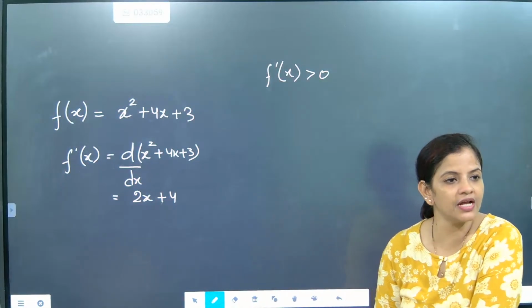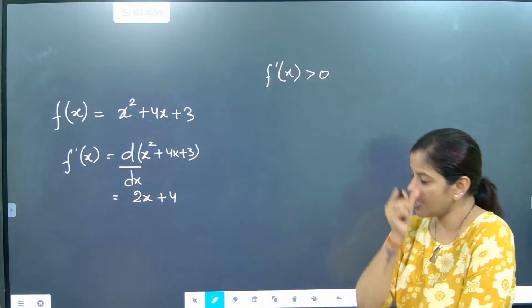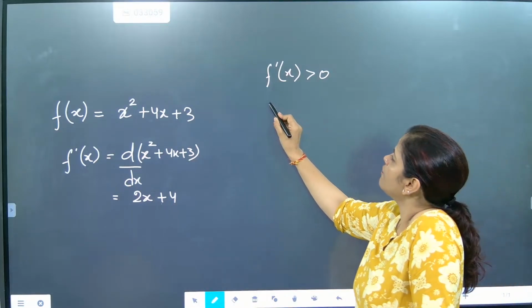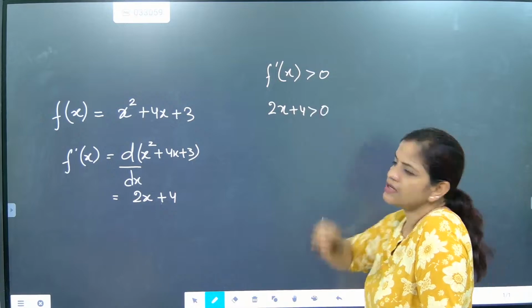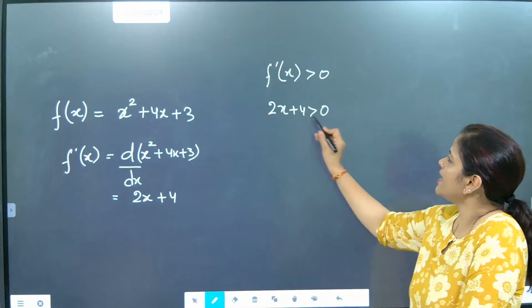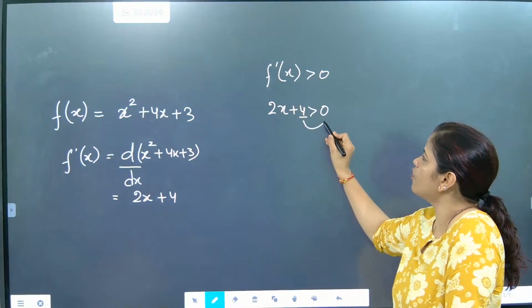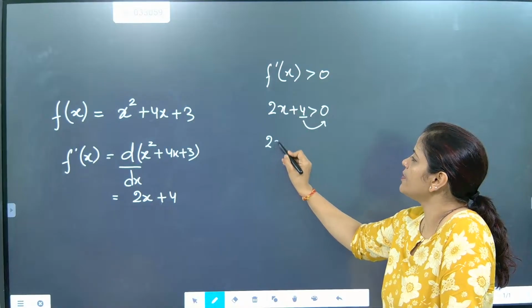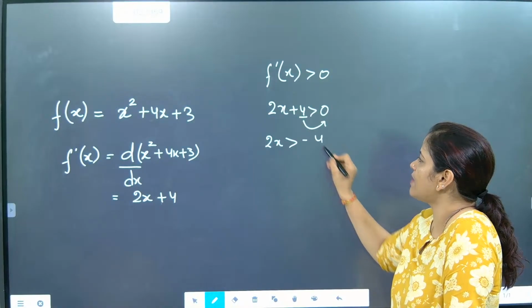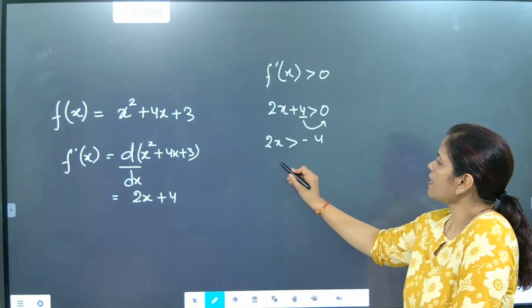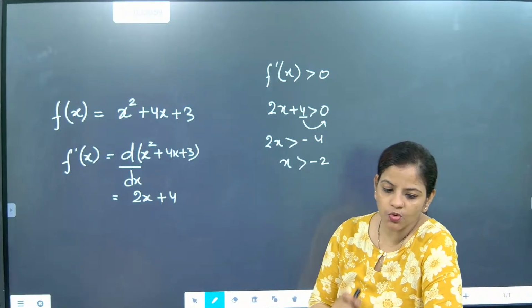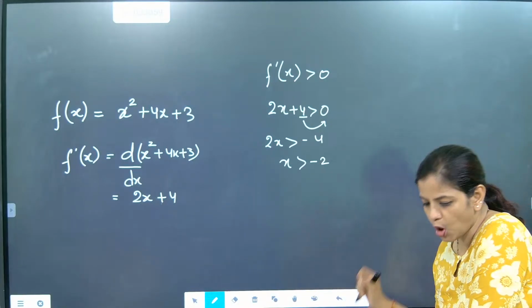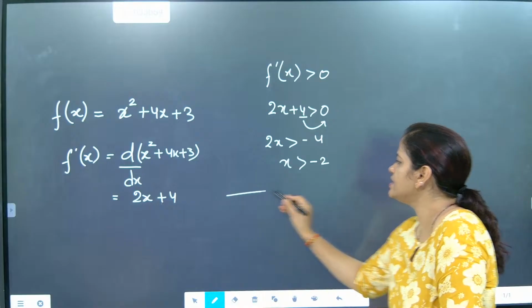This is telling us an increasing function. And for this, we will write 2x plus 4 greater than 0. Here 4 is a constant, so 4 will shift to this side. So it becomes 2x is greater than minus 4. Now x is greater than minus 2. That means we are now going to plot the line and find the increasing part.